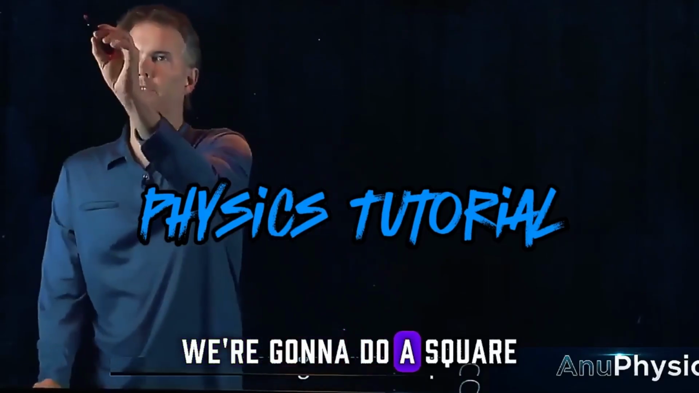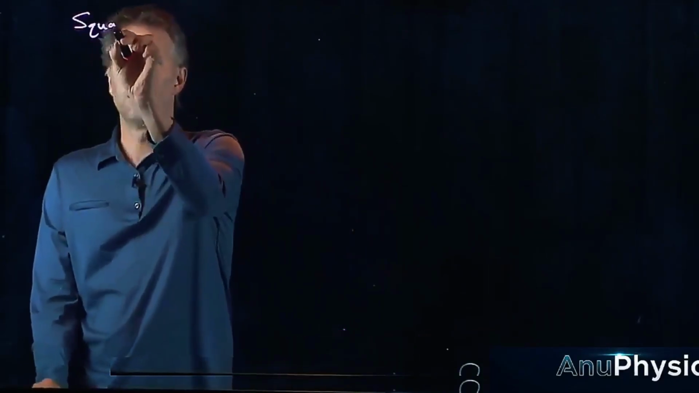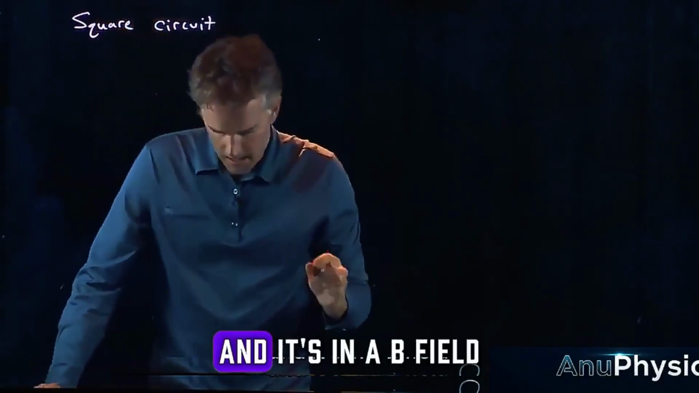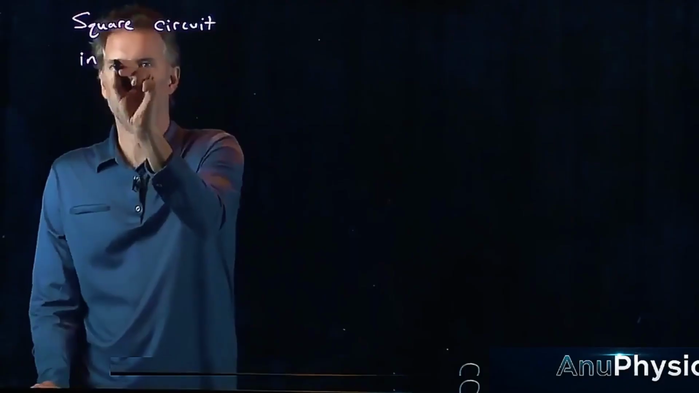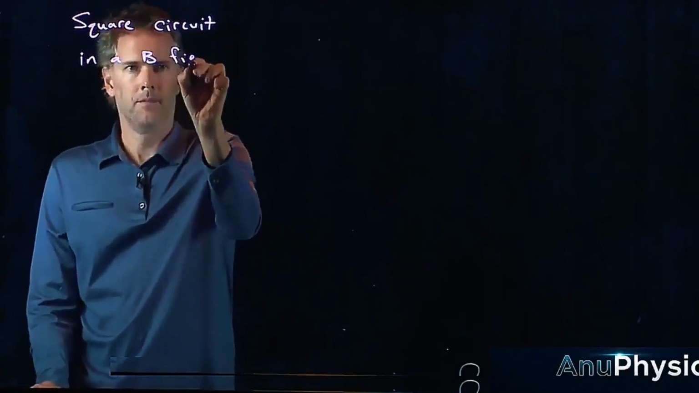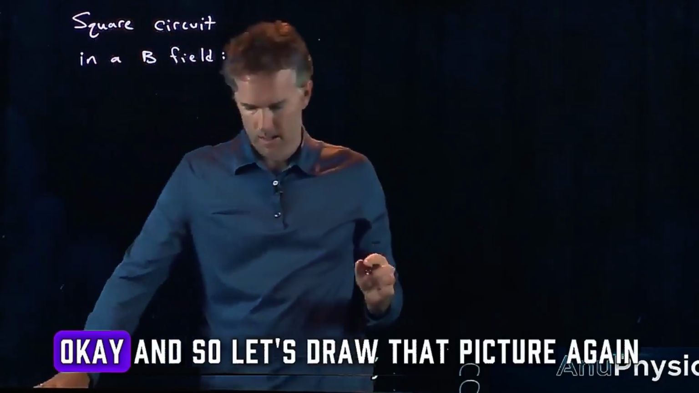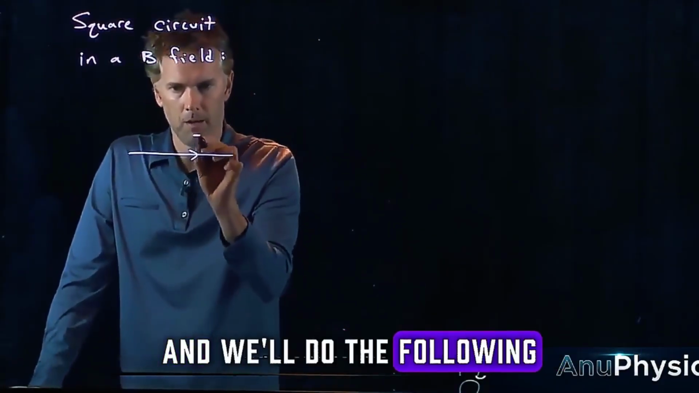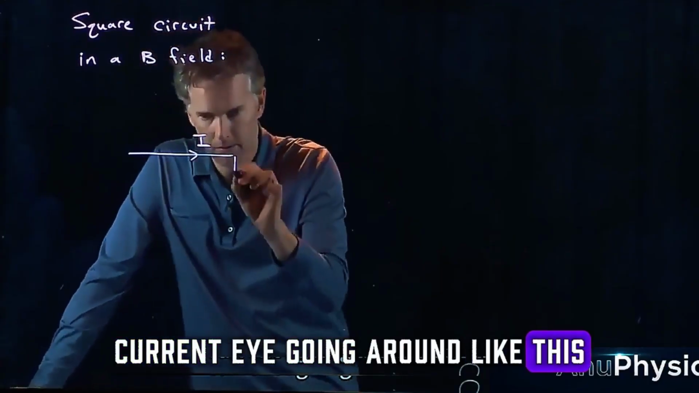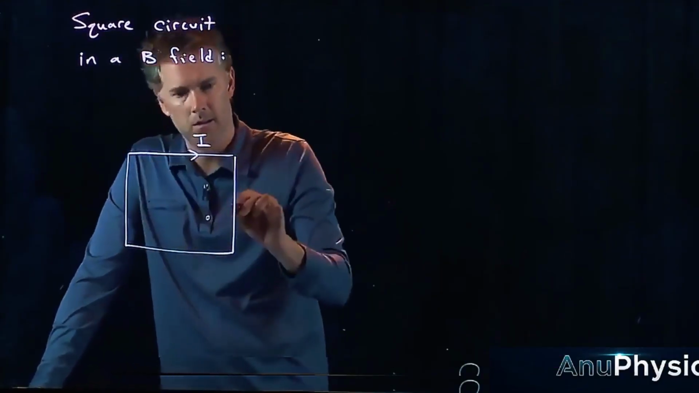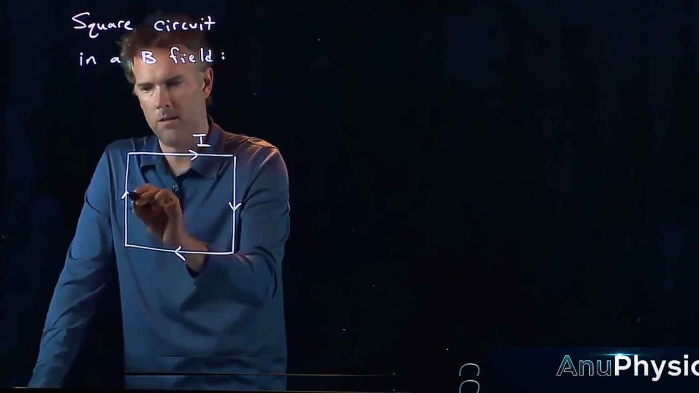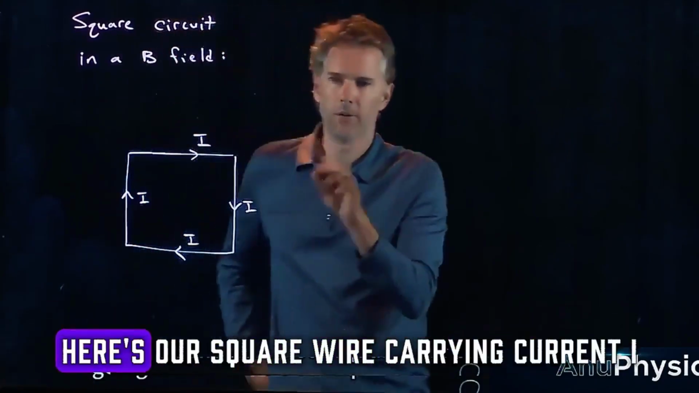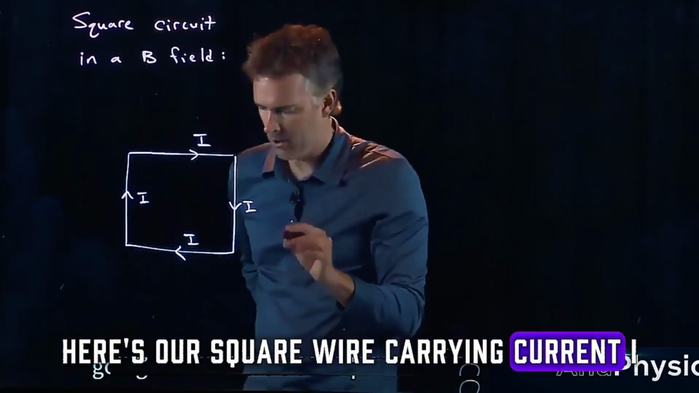We're going to do a square circuit, and it's in a B field. Okay, and so let's draw that picture again, and we'll do the following. Current I going around like this. Okay, everywhere going around. Here's our square wire carrying current I.